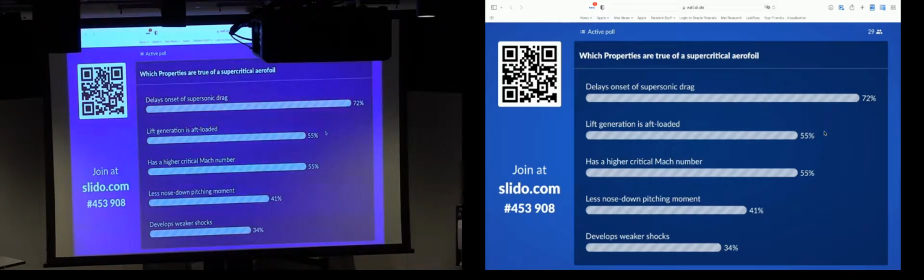Now, anybody remember what the other name for supercritical airfoil is? It's also known as a Whitcomb airfoil, after the guy that actually first properly described one. But there's another name for it that describes the lift distribution. If I put up the right answers, maybe that'll jog your memory. So for supercritical airfoil, the lift distribution is aft-loaded.